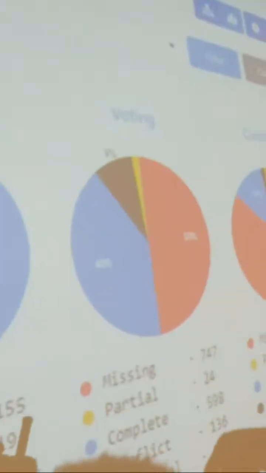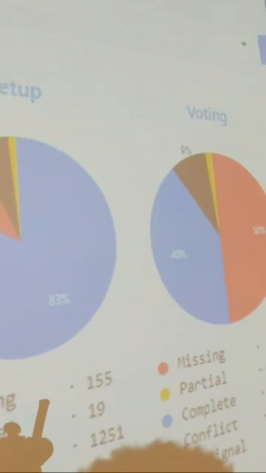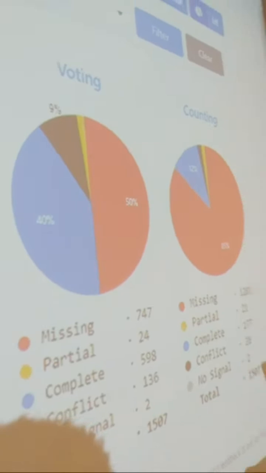The next one is voting. Before you send the setup, you must wait till voting commences. Now you move to voting. All this data I'm giving you is about the process. Before you send in any information about voting, you must wait till voting ends, till counting commences.